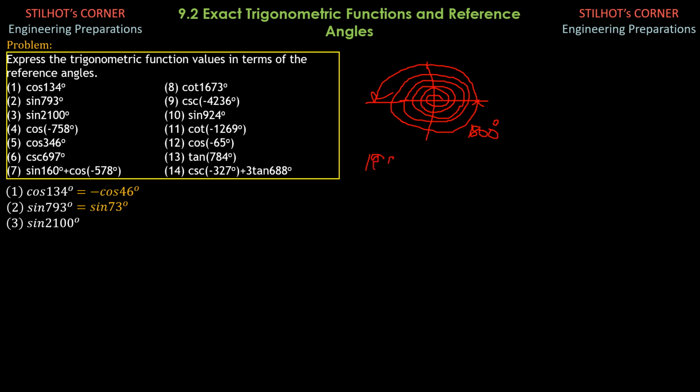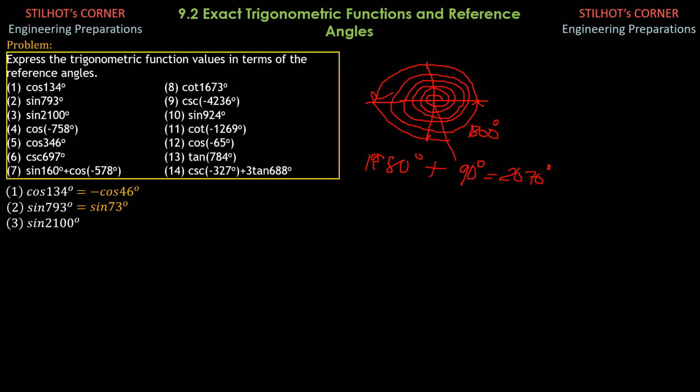1980 plus 90 degrees, so that's already 2070. Then 2070, then plus 30 degrees.